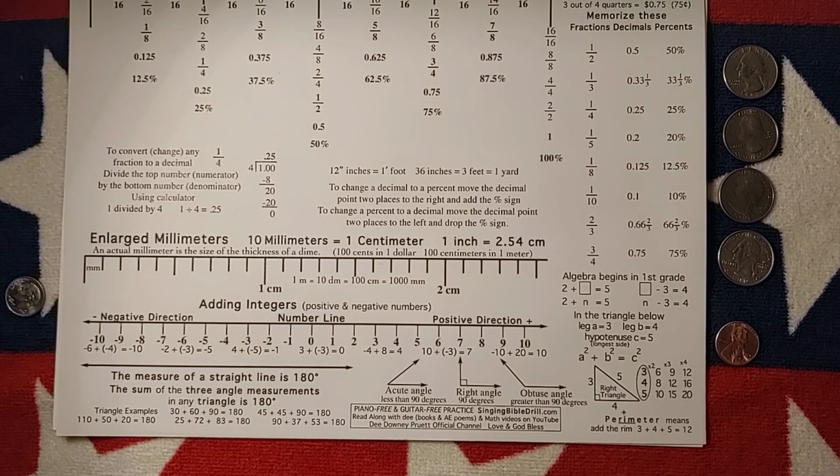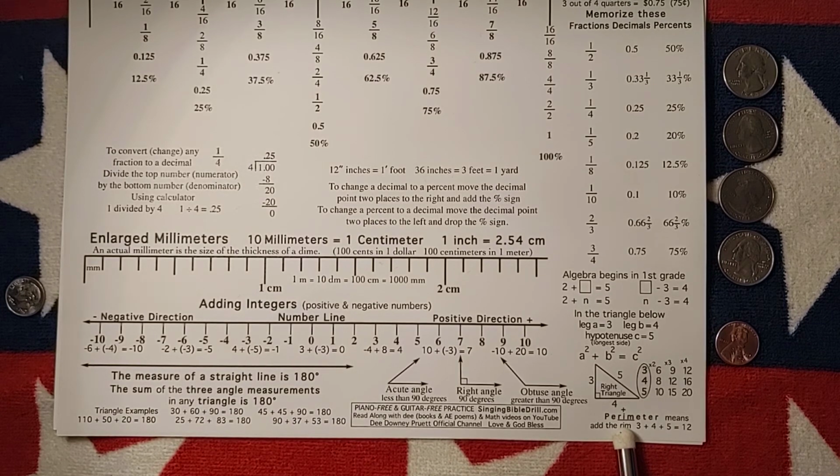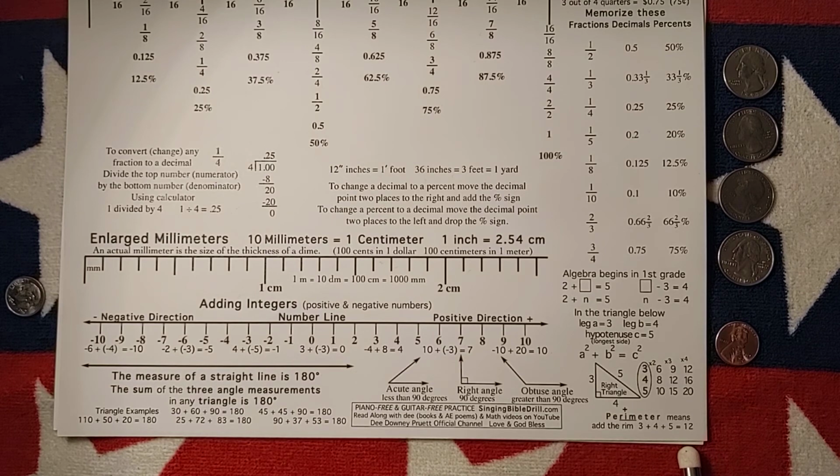Another hint that I like to give is about the word perimeter. The middle syllable of perimeter is rim. I've underlined it. And so perimeter means add the rim. I put a little plus sign there. Perimeter means add the rim. So in this triangle, if I said, what is the perimeter of this triangle? Well, the rim, 3 plus 4 plus 5 is equal to 12.